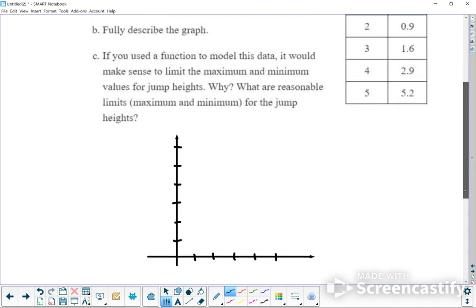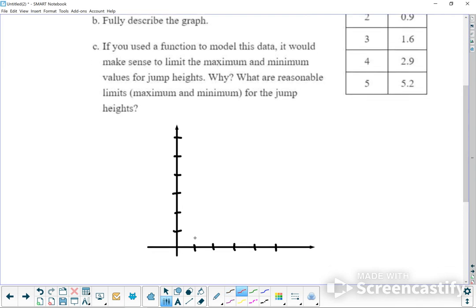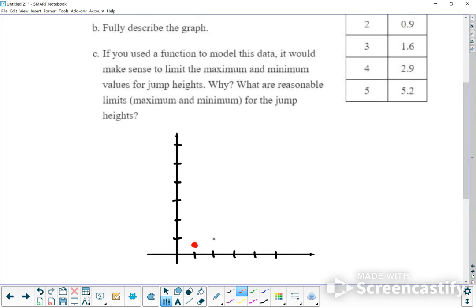So at 1, it's going to be 0.5, which is about a half. At 2, it's going to be 0.9, which is almost 1. At 3, it's going to be 1.6, so a little bit past 1.5. At 4, it's going to be 2.9, so almost 3. And at 5, it's going to be 5.2, so a little bit over 5.